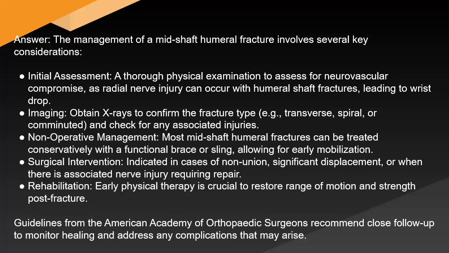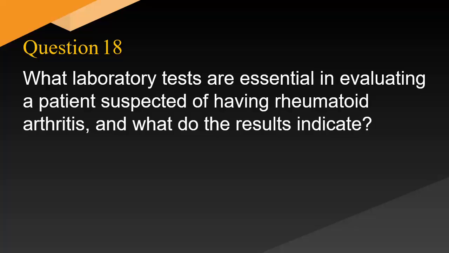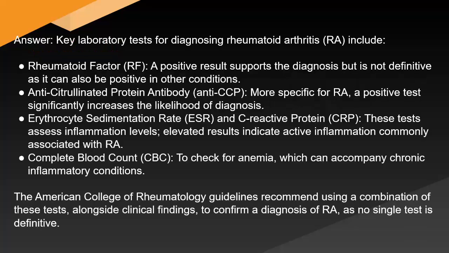Guidelines from the American Academy of Orthopedic Surgeons recommend close follow-up to monitor healing and address any complications that may arise. What laboratory tests are essential in evaluating a patient suspected of having rheumatoid arthritis, and what do the results indicate? Answer: key laboratory tests for diagnosing rheumatoid arthritis include rheumatoid factor (RF). A positive result supports the diagnosis but is not definitive, as it can also be positive in other conditions.